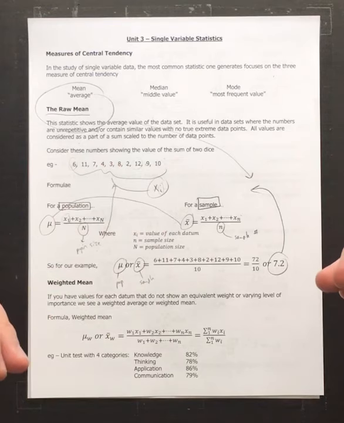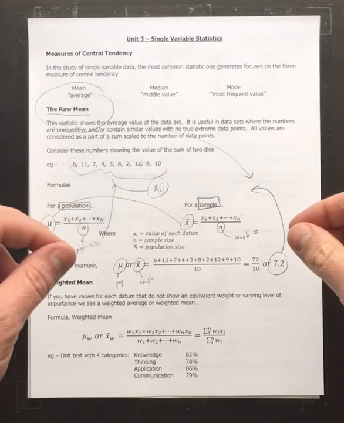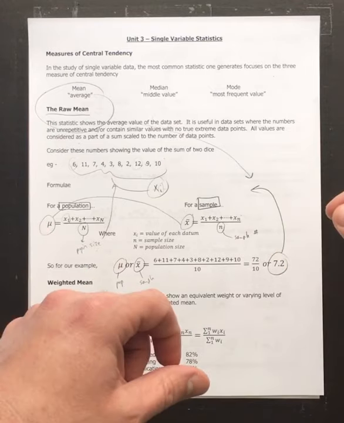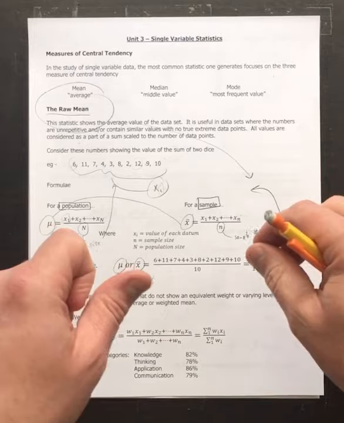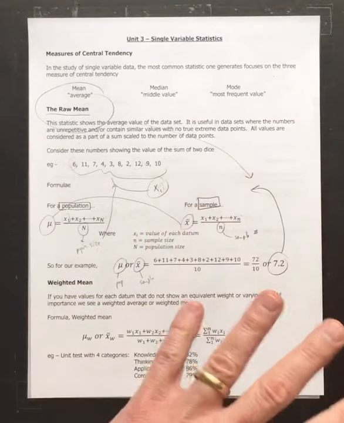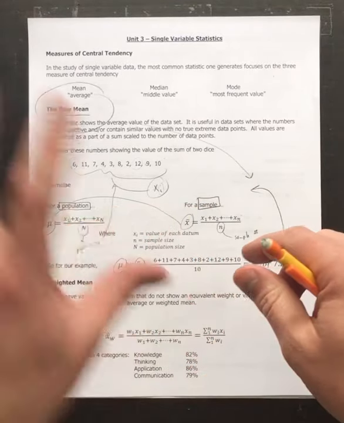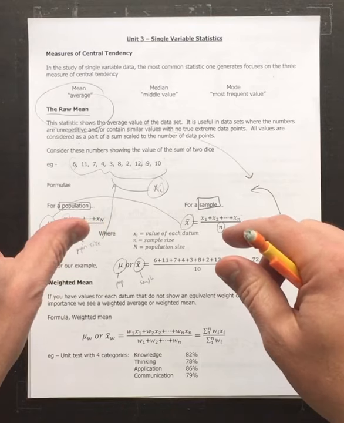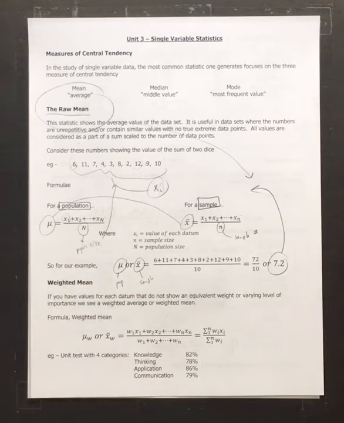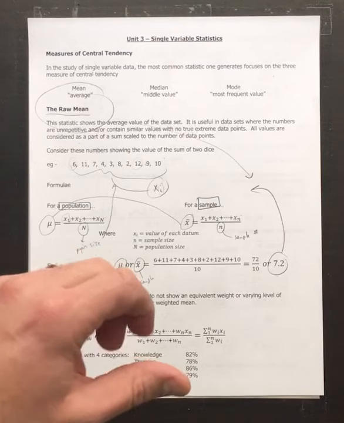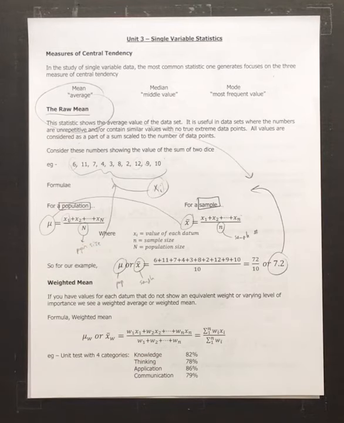For our course, we have weightings. For knowledge and for application, we have weight factors of 30%. So 30% for knowledge and 30% for application. But for thinking and communication, it's only worth 20% each. That means that if you get an 80 in knowledge and you get an 80 in, say, communication, the 80 in knowledge is actually worth more towards your average than the 80 in communication. So there are categories that are worth different amounts.